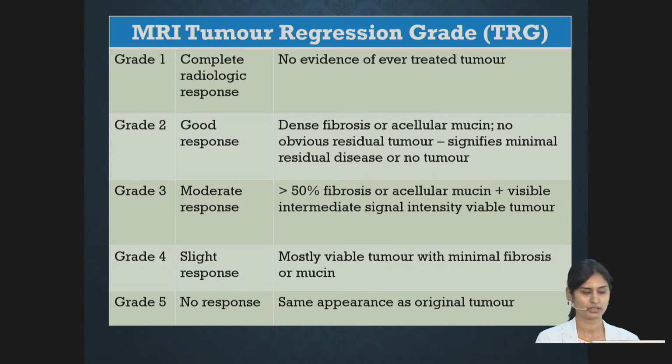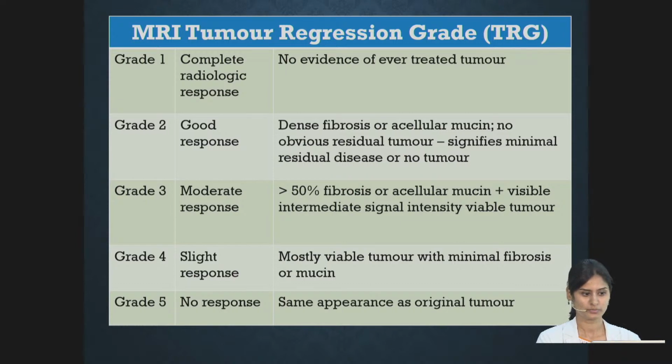Normal restored rectal layer morphology is present, it is called grade 1. Grade 2 is good response when there is dense fibrosis or treatment response mucin, but there is no tumor signal intensity on T2 or diffusion weighted imaging. It signifies that either there is no viable tumor or minimal residual microscopic disease that cannot be picked up on MRI. Grade 3 is moderate response, when more than 50% of the tumor is composed of fibrosis or acellular mucin, but there is some visible viable tumor.